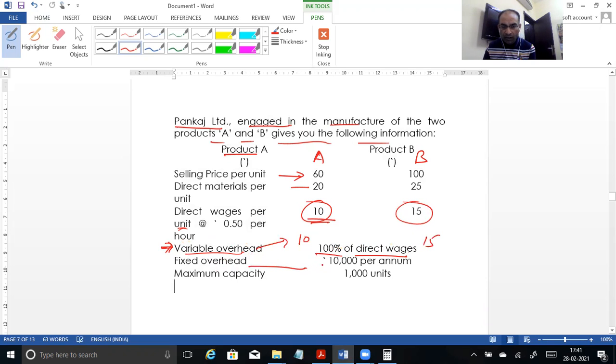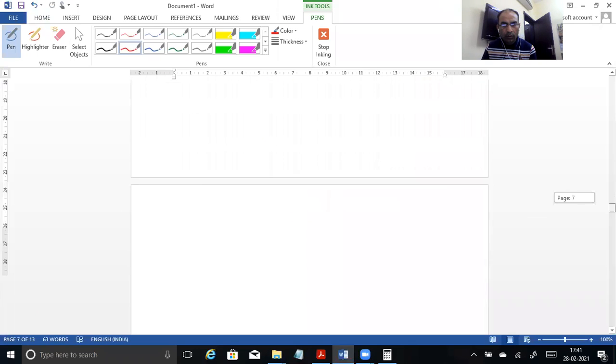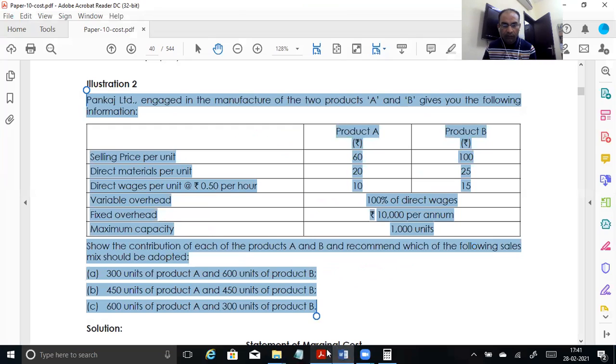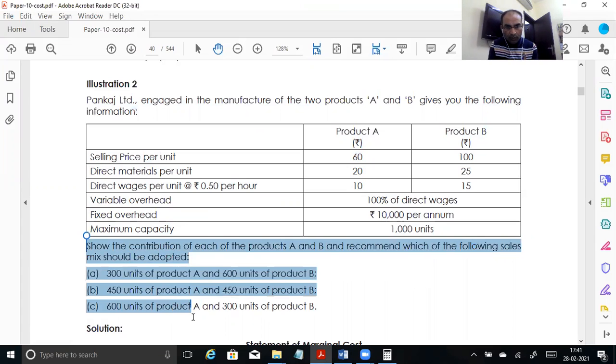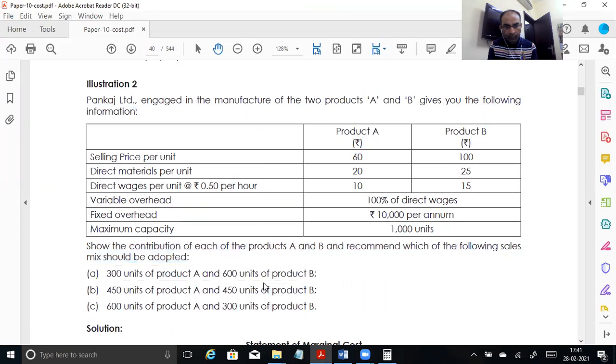And fixed overheads are given commonly for the entire factory where A and B products are produced. It is given 10,000 per annum, and maximum capacity of the factory is 1000 units. Fine. So now what they are asking, I think half of the question is copy pasted. Show the contribution of each of the product A and B and recommend which of the following sales mix should be adopted.